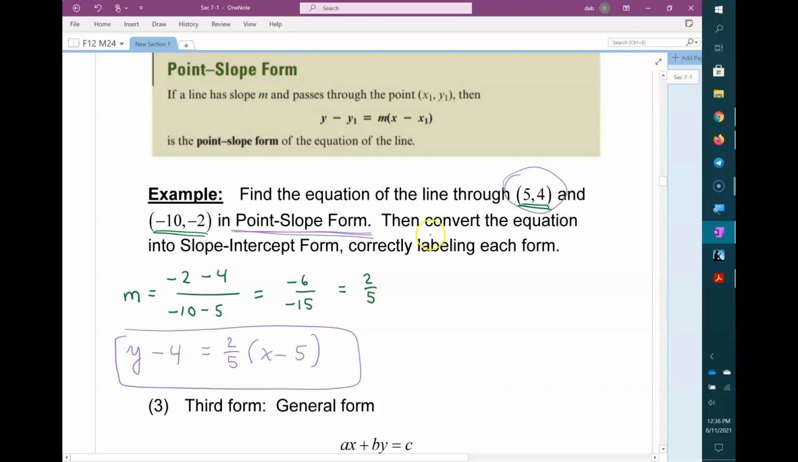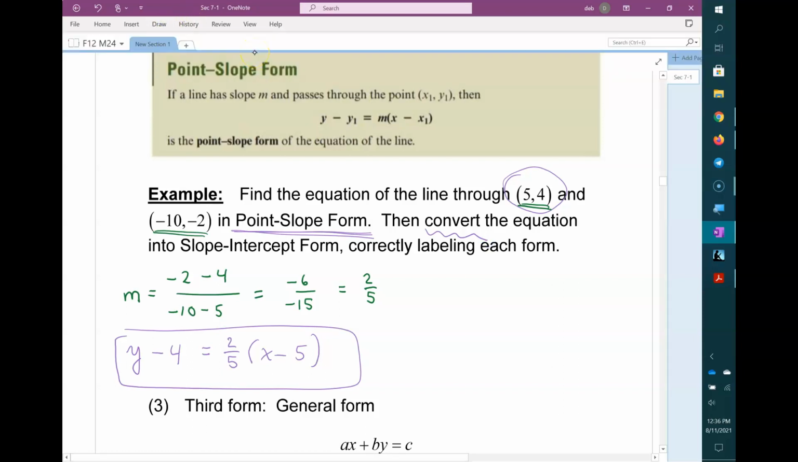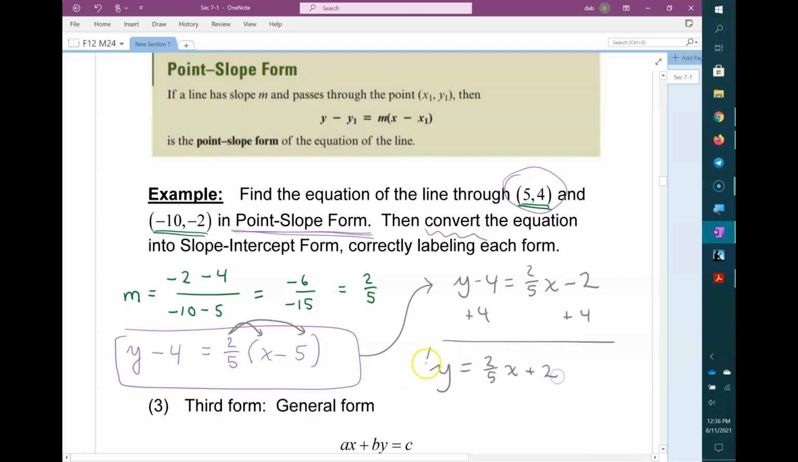Well, now we can convert it to slope intercept form by isolating the y. So I'm going to distribute the 2/5 and have y minus 4 equals 2/5 x minus 2. And then I'm going to add 4 to both sides and get y equals 2/5 x plus 2. So this is the slope intercept form.